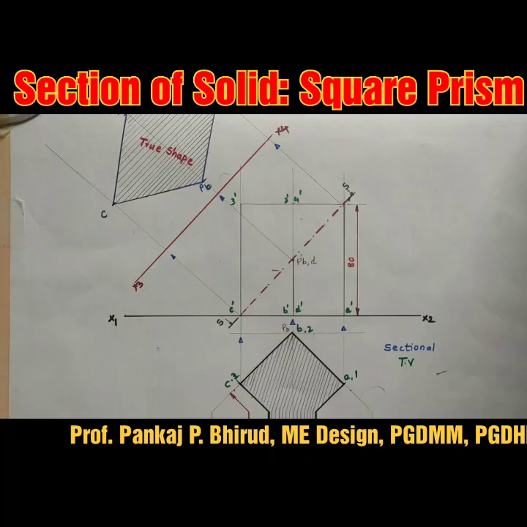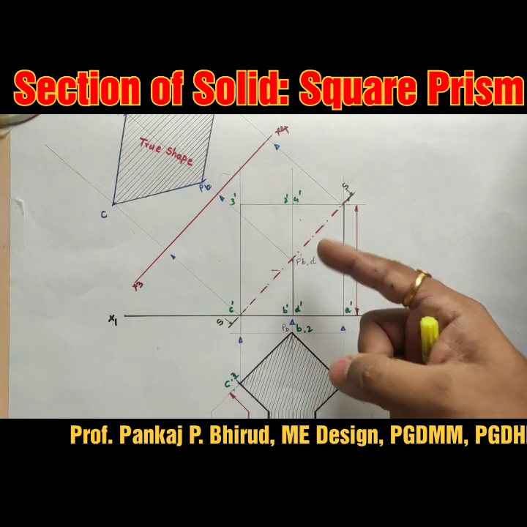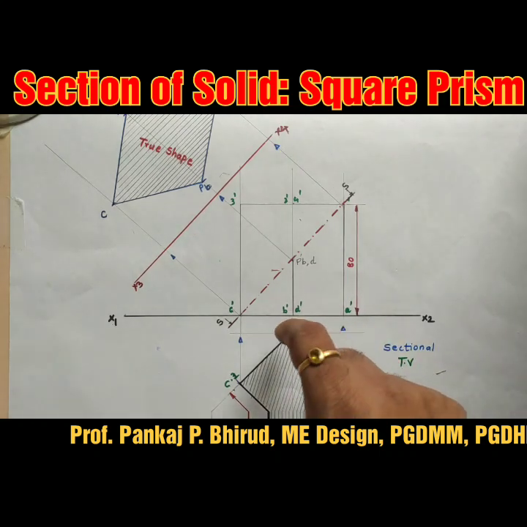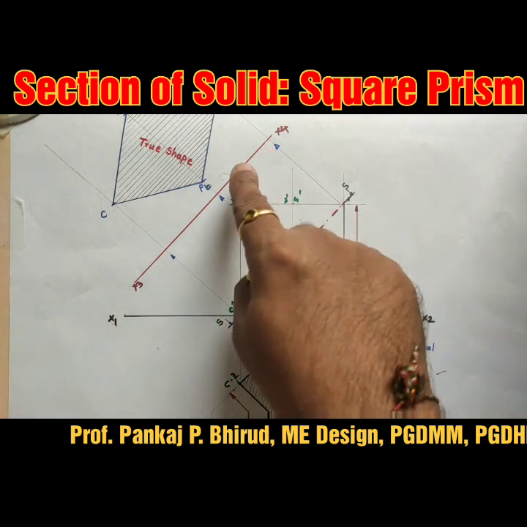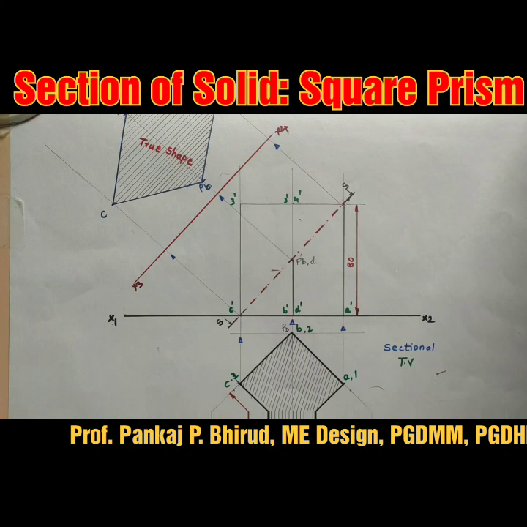So in the section problem, we will draw first the top view, then the front view, then the cutting plane, then show the sectional top view, and then transfer the points with the new reference line and we will get the true shape. In this way we can solve this sectional problem.